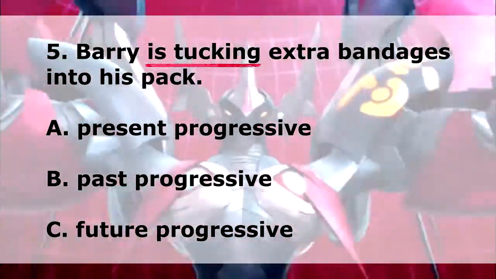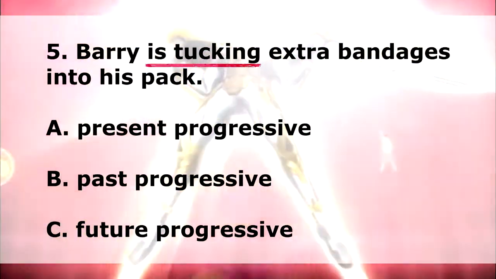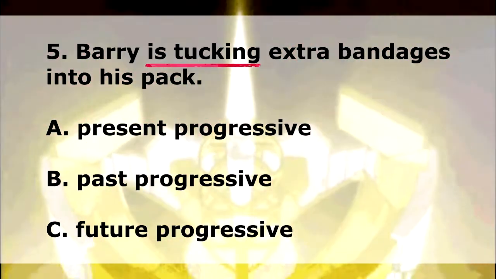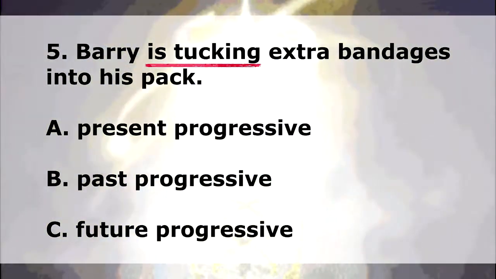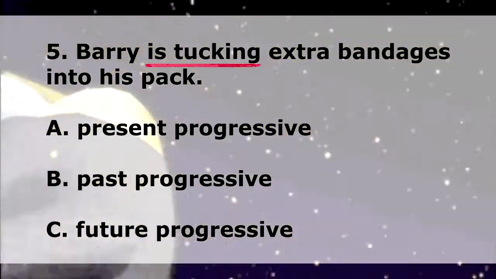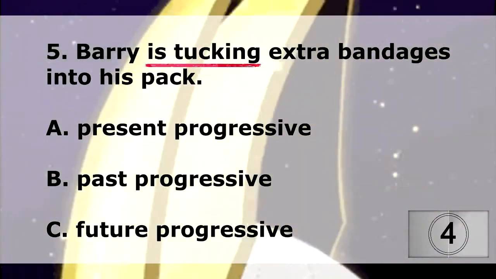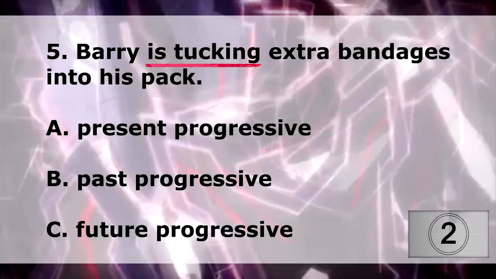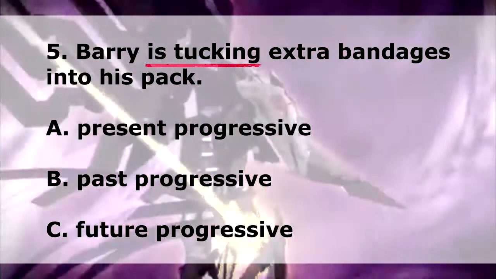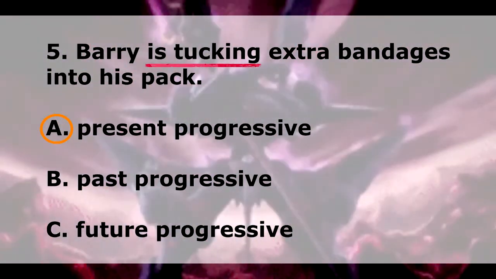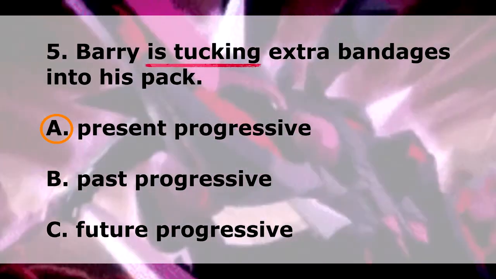5. Barry is tucking extra bandages into his pack. A. Present progressive. B. Past progressive. Or C. Future progressive. If your answer is A, present progressive, then you are correct.